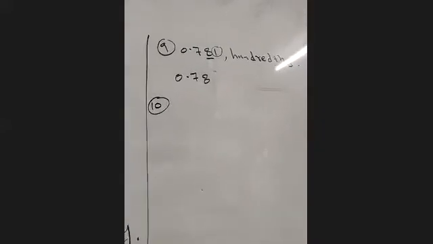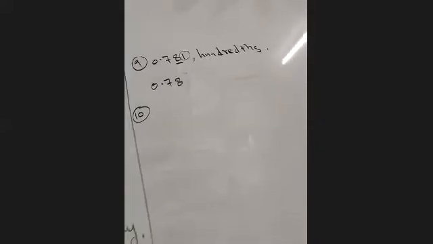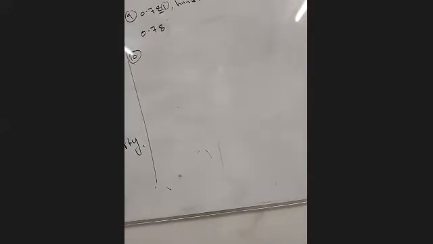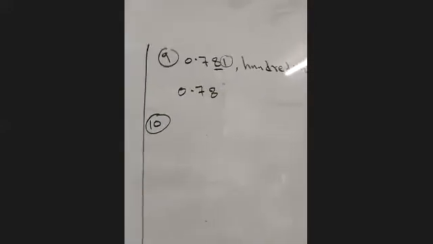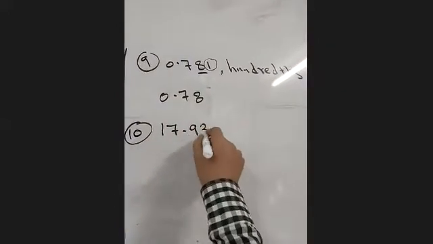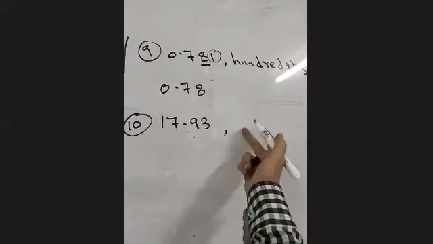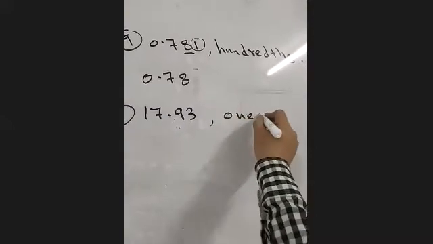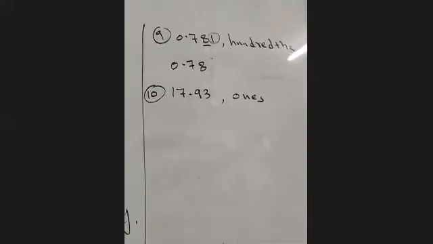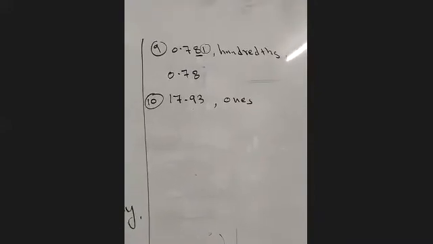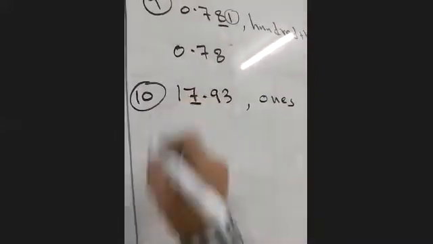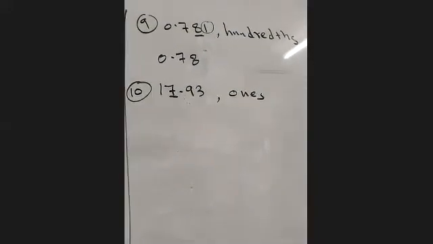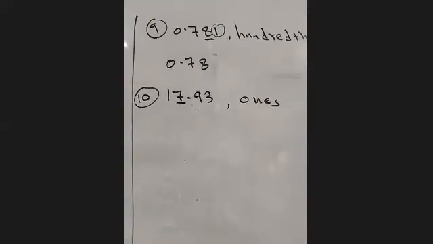Question 10. Usama. Yes, Mister. Hello, Usama. Question 10. What do we have? 17.93. What they want is to round to ones. To which place value? To ones. Where is the ones here? 7. Round the 7. How do we round the 7? We will look after it.